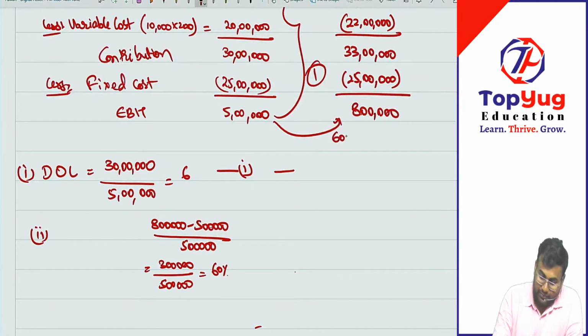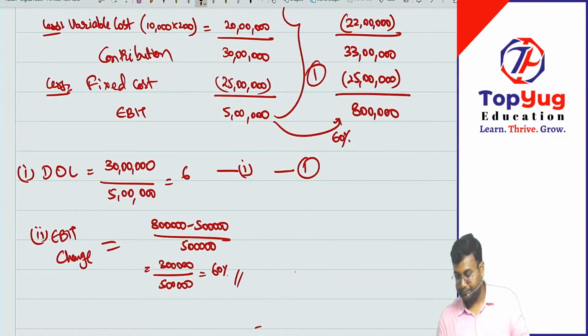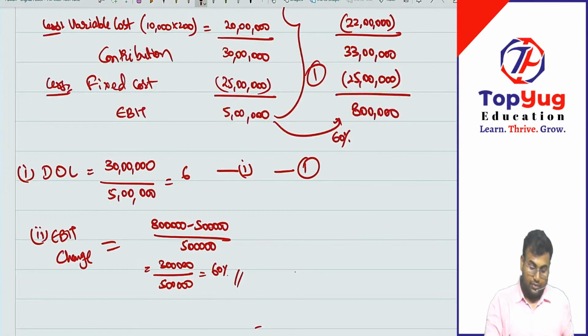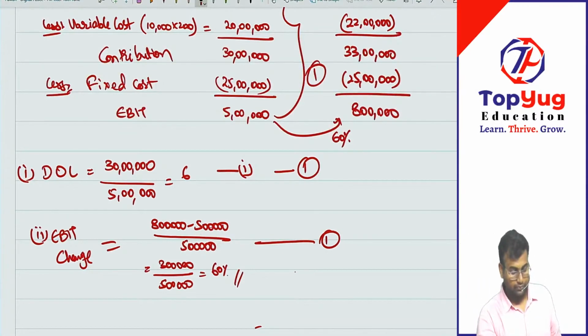Okay, so percentage change is 60%. You might get 1 mark here. EBIT change is simple, 60%. Are we all good? Done? Okay. So this will again give you 1 mark. This is not an apt problem to solve by both the methods. Are we all good? Done? Sure.